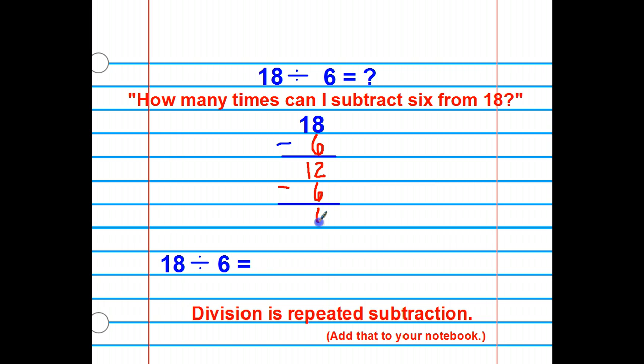Well, 12 minus 6 is 6. Let's take 6 out again. And now I'm down to 0. How many times was I able to take 6 out? Well, I see 1 here, and I see 1 here, and I see 1 here. I was able to take 6 from 18 3 times. So 18 divided by 6 is 3. Why? Because division is repeated subtraction. And if you'll write that statement into your notebook, that would be a good thing.